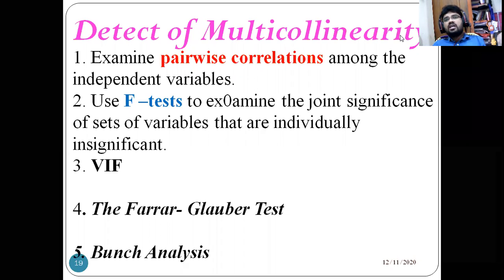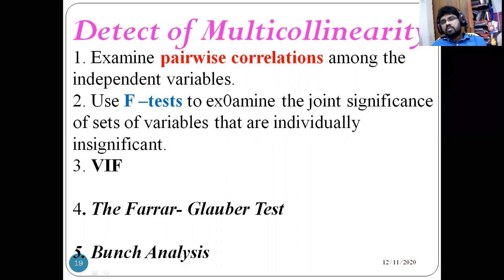The first one is the pairwise correlation. We need to do the correlation matrix. When there are 3 independent variables, you need to run a correlation between x1 and x2, x2 and x3, and x1 and x3. It is pairwise, one with another one. And you can use the F test to examine the joint significance of a set of variables that are individually insignificant. So you can check the F test also.